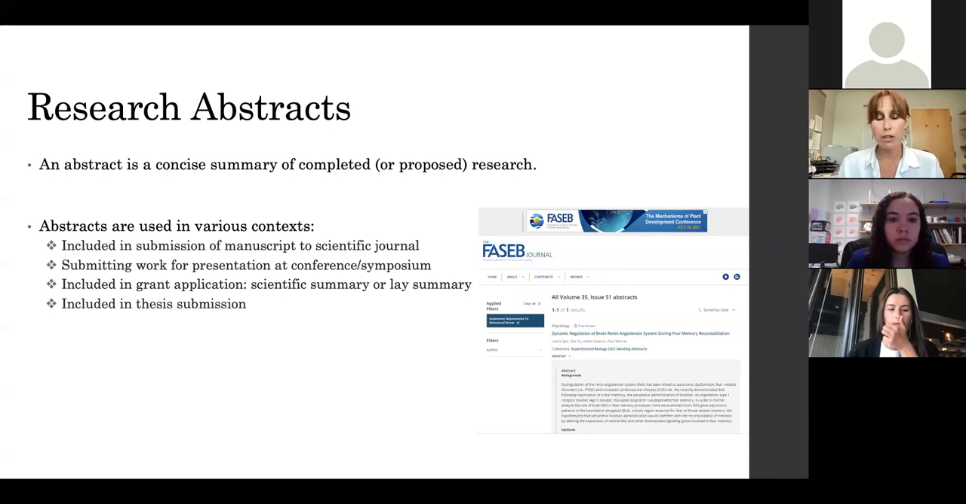So the funding agencies use this to promote the research that they have funded to their donors or to other members of the public. Okay, so of course, because this type of abstract is intended for a lay audience, you're going to approach it in a very different way than you would a typical scientific abstract. Okay, and lastly, if you write a thesis, you will include an abstract that summarizes your thesis work.